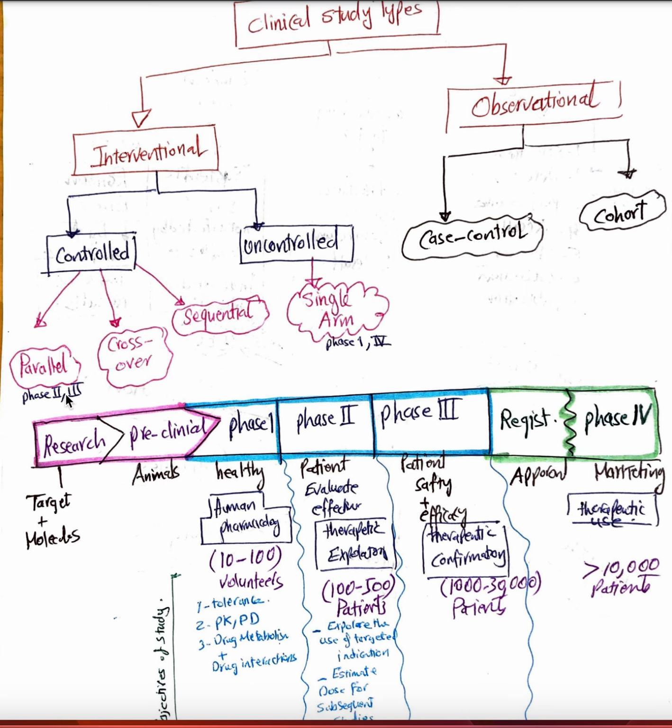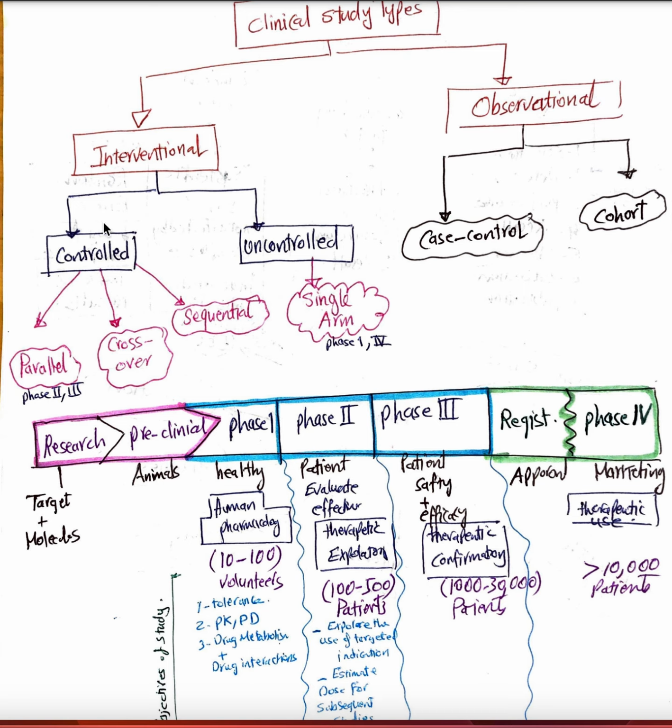Parallel is like we give one group treatment A, and the other group treatment B, and we just observe what happens and what the results are. Crossover is like we give one group treatment A and the other group treatment B, and then we cross them over, so the group that got A gets B. And sequential means you give treatment A, and then we give treatment B to the same group, and so on. Sequential means it's a sequence of events.